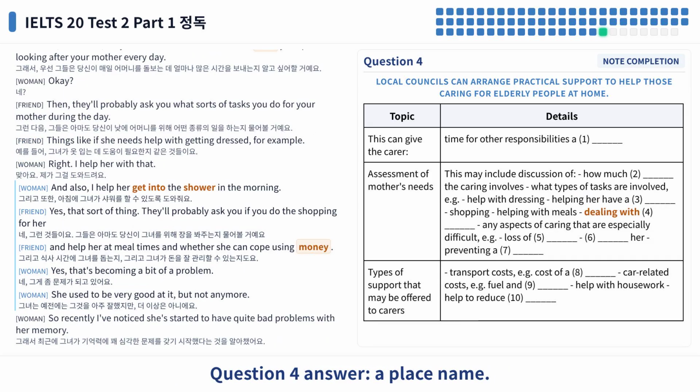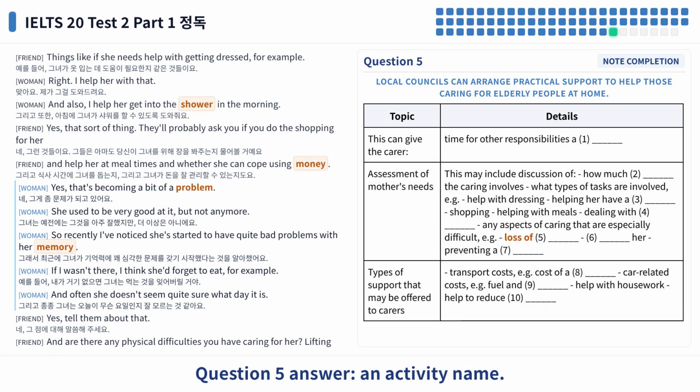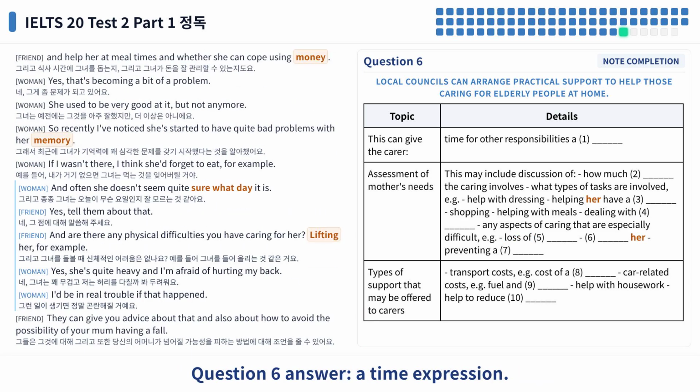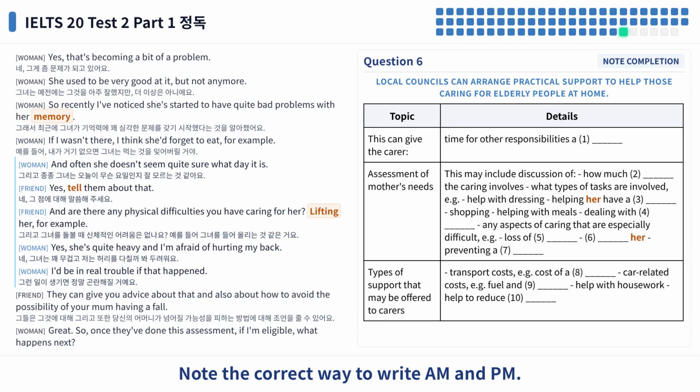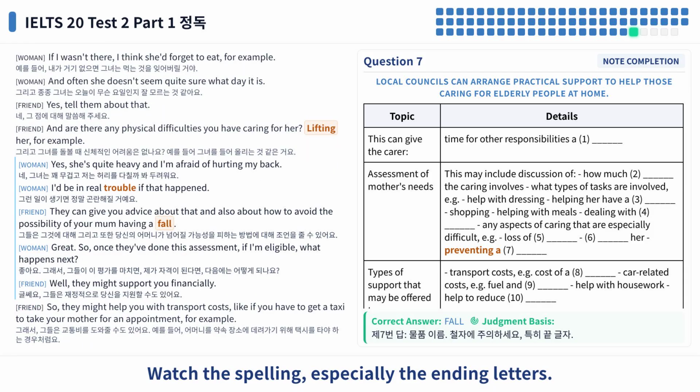Question 4 answer, a place name. Watch the spelling, especially double letters. Question 5 answer, an activity name. Pay attention to the pronunciation and spelling. Question 6 answer, a time expression. Note the correct way to write AM and PM. Question 7 answer, an item name. Watch the spelling, especially the ending letters.